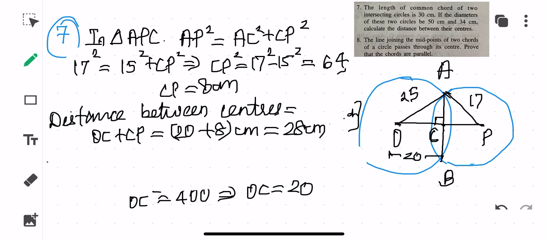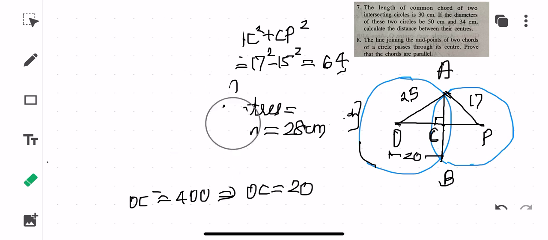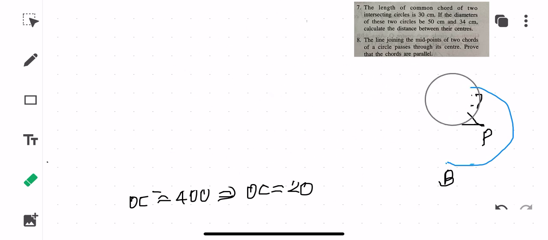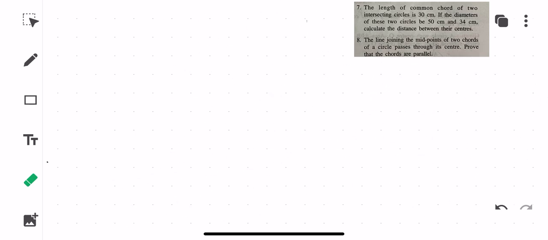Okay, so this was an easy one. We'll now be moving to the next question, children, that is question number 8. So in this 7th question, children, we just used the concept of Pythagoras theorem and the rest of the things were pretty easy. If you are able to draw the figure correctly, then half of your sum is done. This is what I have been telling you always. Okay, so question number 8 says what? So this is our question number 8.